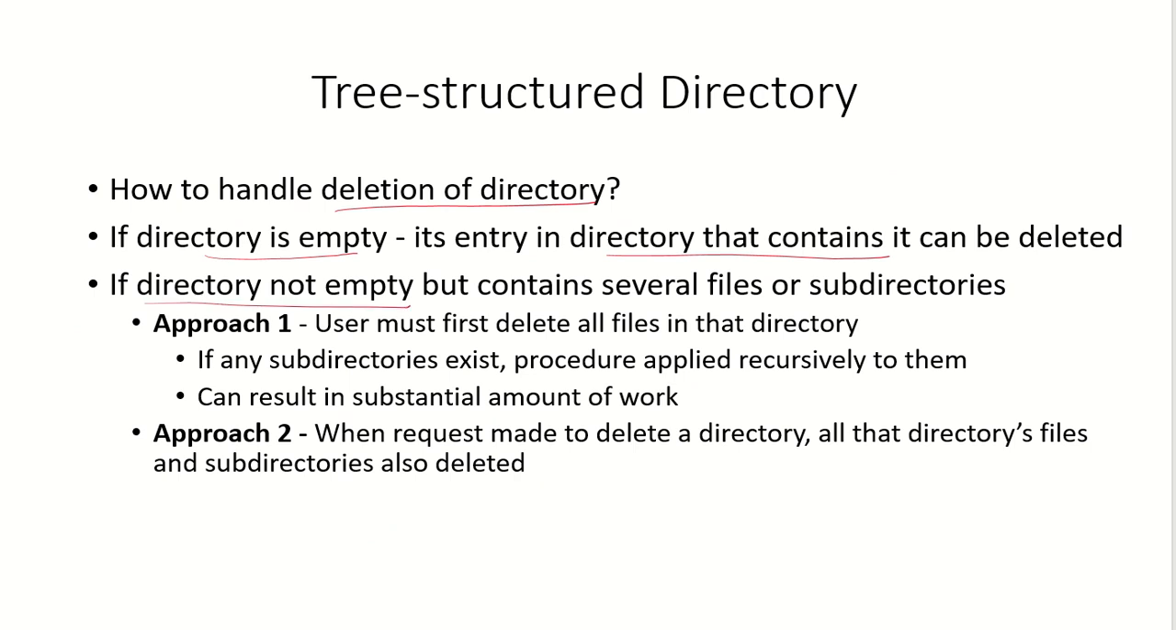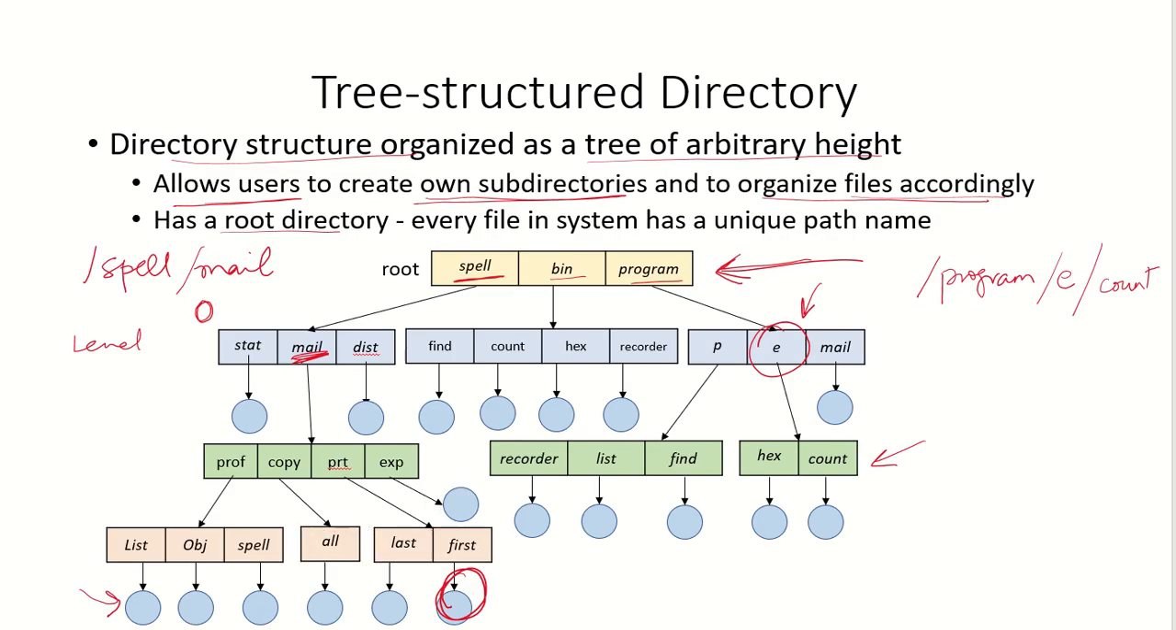If the directory is not empty, but contains several files or subdirectories, then two approaches can be followed. Approach one is that the user must delete all files in that directory. And if any subdirectories exist, then the procedure has to be applied recursively to them also. This can result in a substantial amount of work. So let's say we wanted to delete this particular directory. Now this directory is not empty. That means all the files or subdirectories have to be deleted.